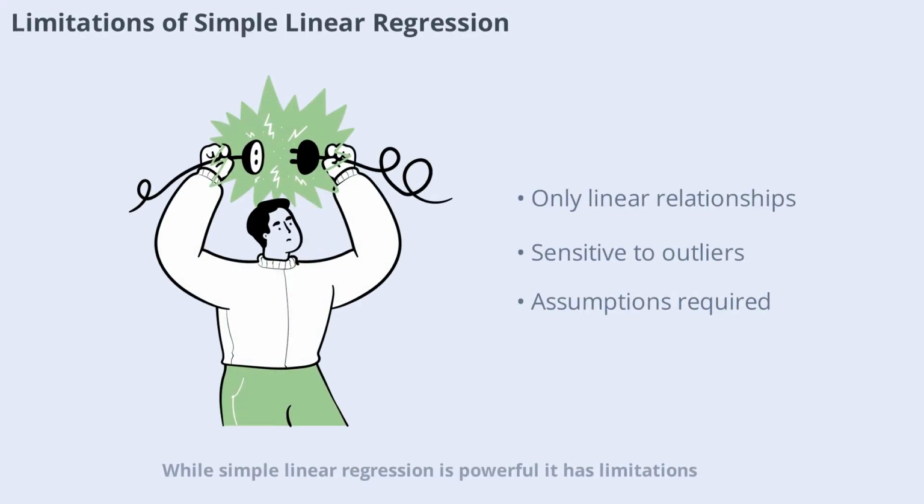While simple linear regression is powerful, it has limitations. It only models linear relationships and can't capture more complex patterns. It's also sensitive to outliers and assumes all key assumptions are met. For more complex data, you may need to use multiple regression or other advanced techniques.